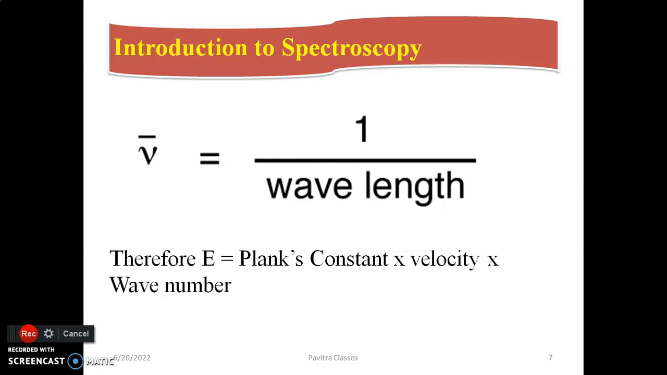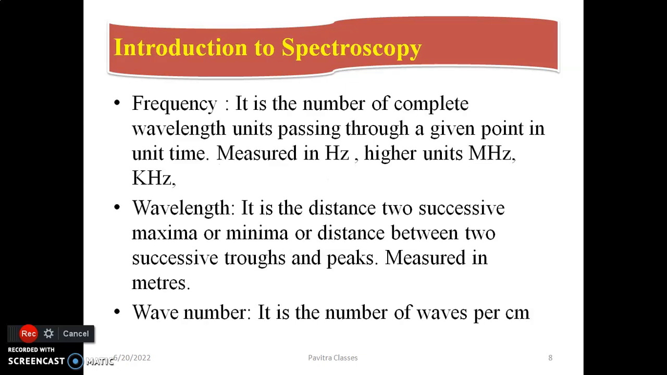That is, E is equal to Planck's constant h, velocity c, and the wave number v dash. Next are the definitions of frequency, wavelength, and wave number.